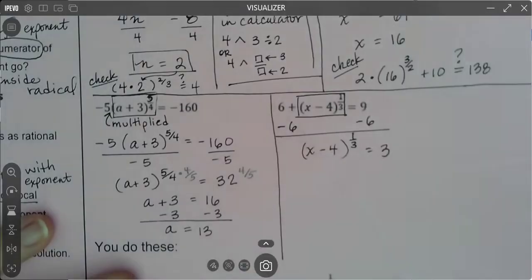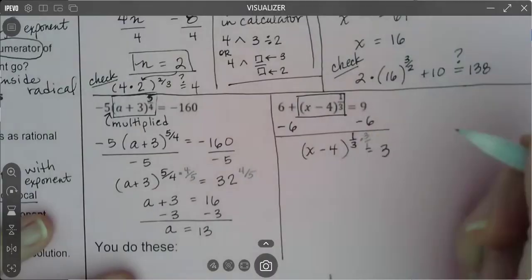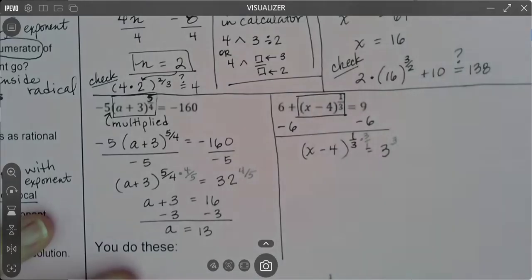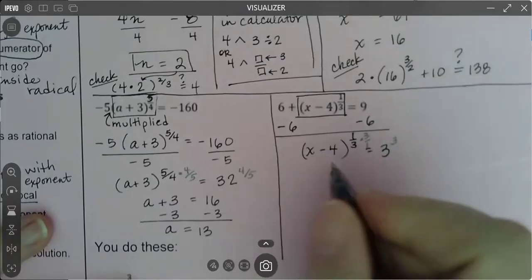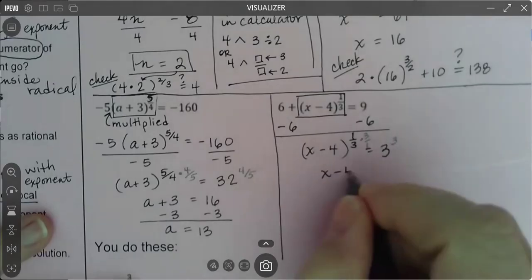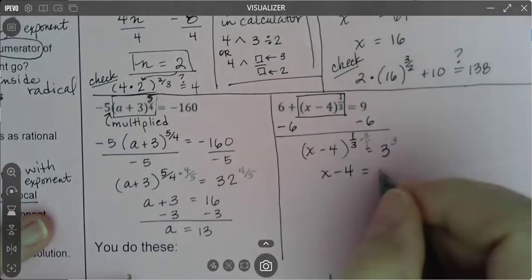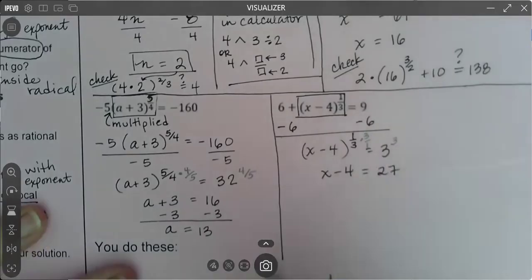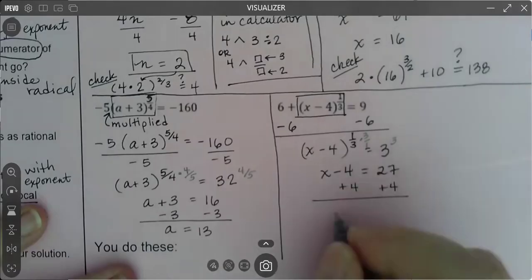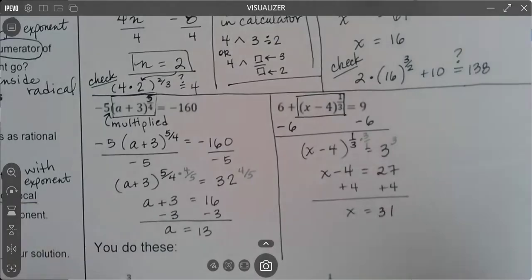I raise to the reciprocal exponent, which is 3 over 1. 3 over 1 is just 3. So the left side, I have x minus 4 to the 1 first power. And then I can just write that as x minus 4. And this is equal to 3 to the third, 27. To solve for x, I add 4 to each side of the equation. So I have x equals 81.